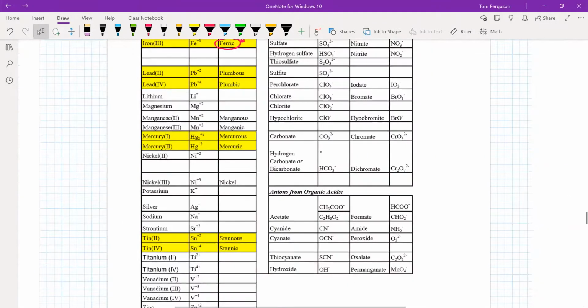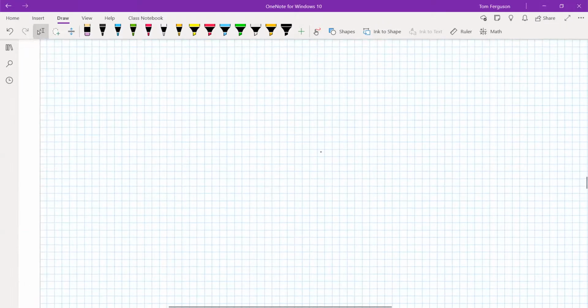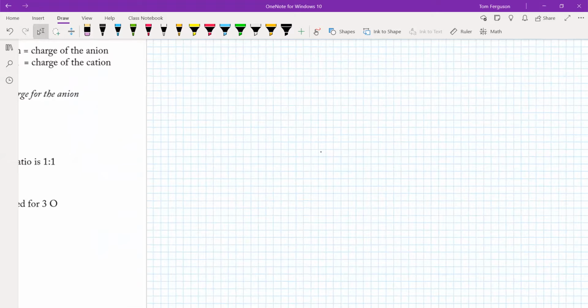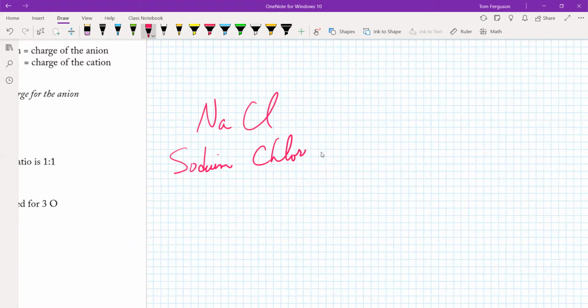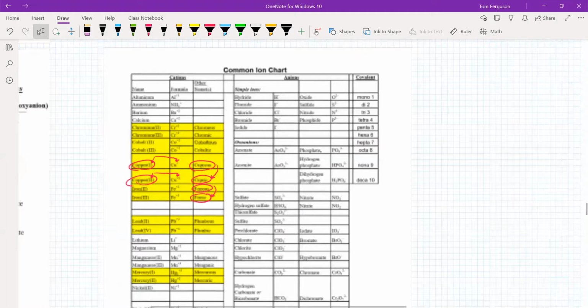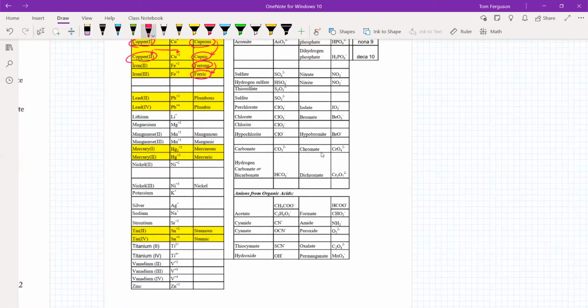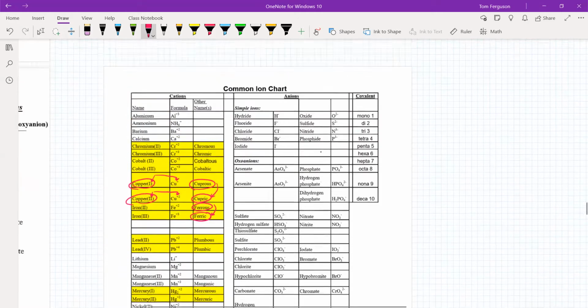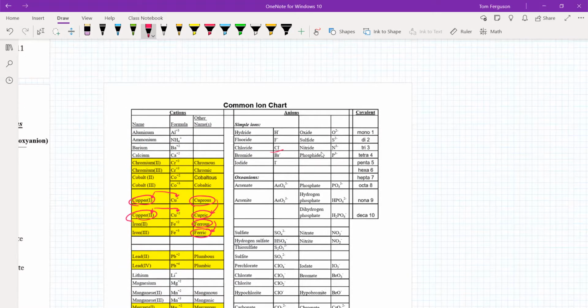Okay, so how do we name ionic compounds? Okay, so let's take some super easy ones. Okay, first of all, is that a correctly written formula for sodium chloride? Well, what is the charge on sodium? That's a group 1 element, so we know that's a +1. And chloride, we know, is a halogen, which is a -1.